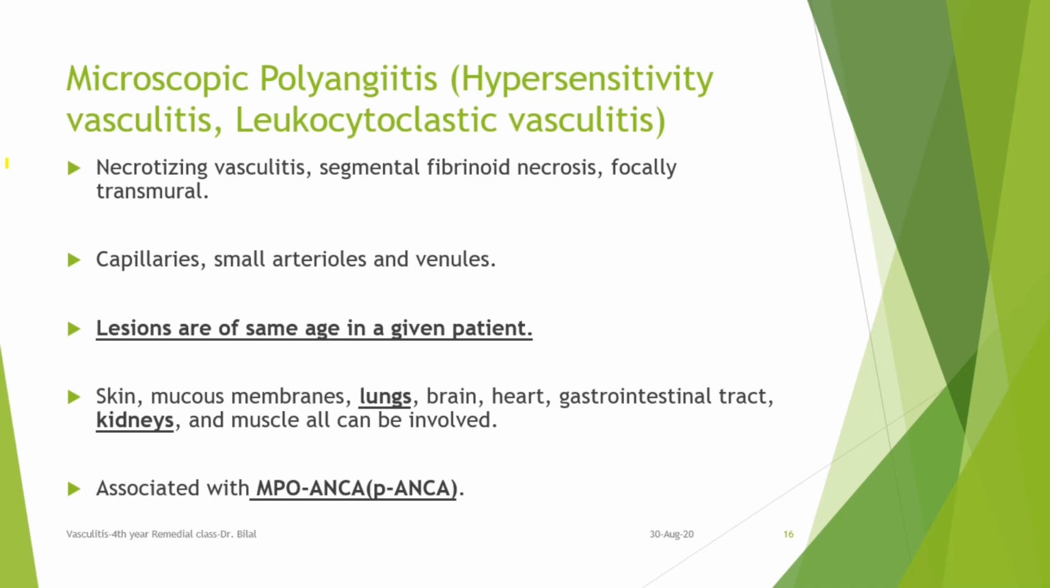The next important disease is microscopic polyangiitis. This also presents like PAN. This also presents with necrotizing vasculitis. But an important point to remember is that in a given patient, the lesions are of the same age, which was not the case with PAN. It can affect skin, mucous membrane, brain, heart, GI, lungs, kidneys, but lungs and kidneys are the most important areas you need to remember with respect to this disease.